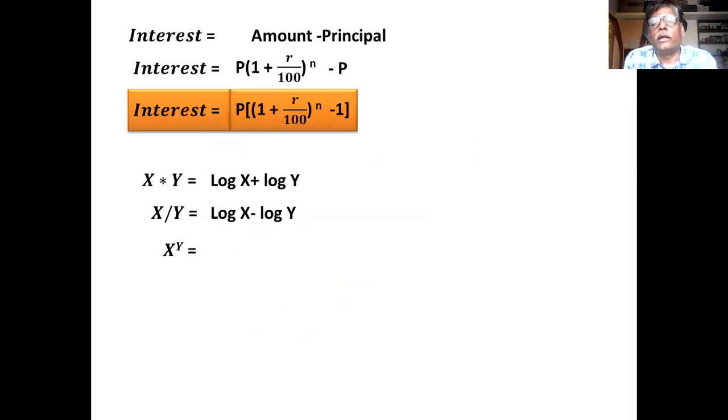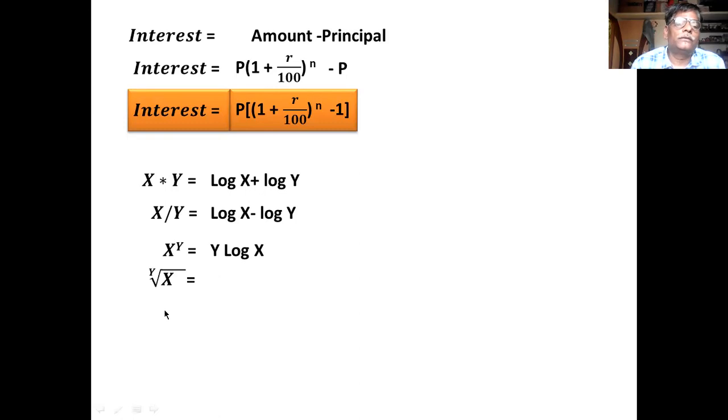x raised to y. If x raised to y, that means base is x, power value is y. Then the logarithm rule is y into log x. This is the third rule.